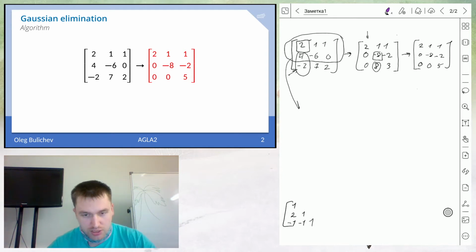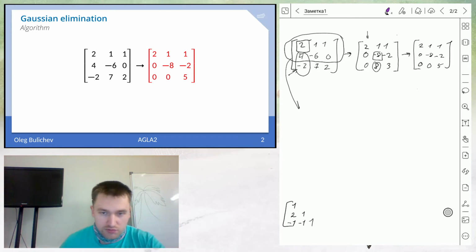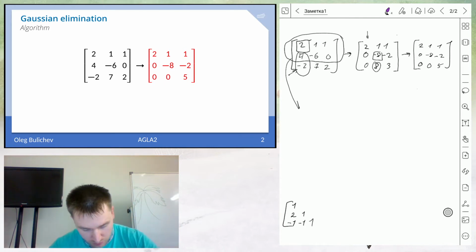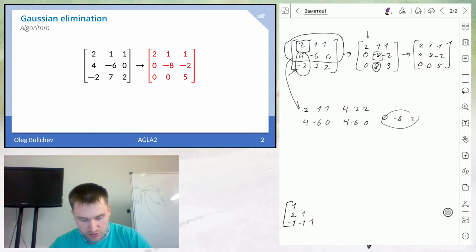You can just rewrite somewhere, or you have a drafting paper or something like this, and you're writing 1, 1, 1, 4 minus 6, 0. You can rewrite multiply on 2, 4, 2, 2, 4 minus 6, 0, and after this just do this. 2 minus 8 minus 2. And after this write it down there. And after this you can clean it up or whatever.